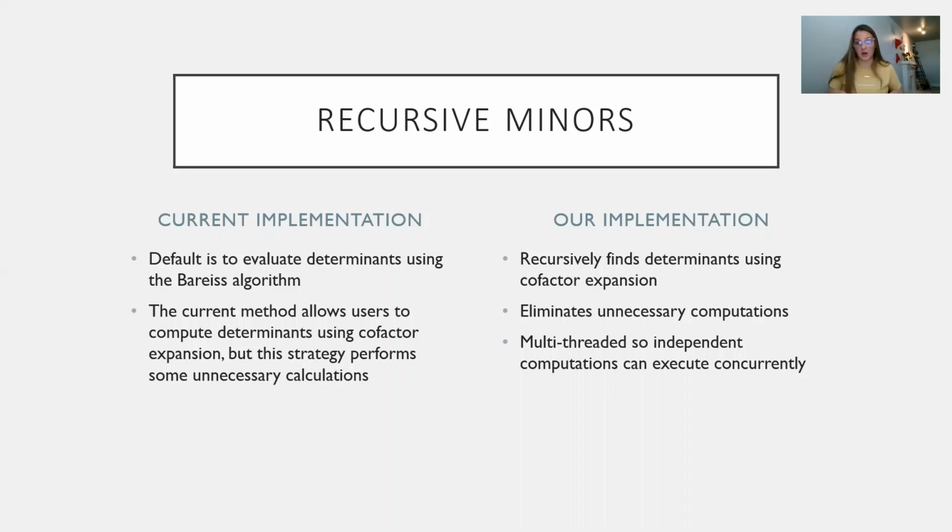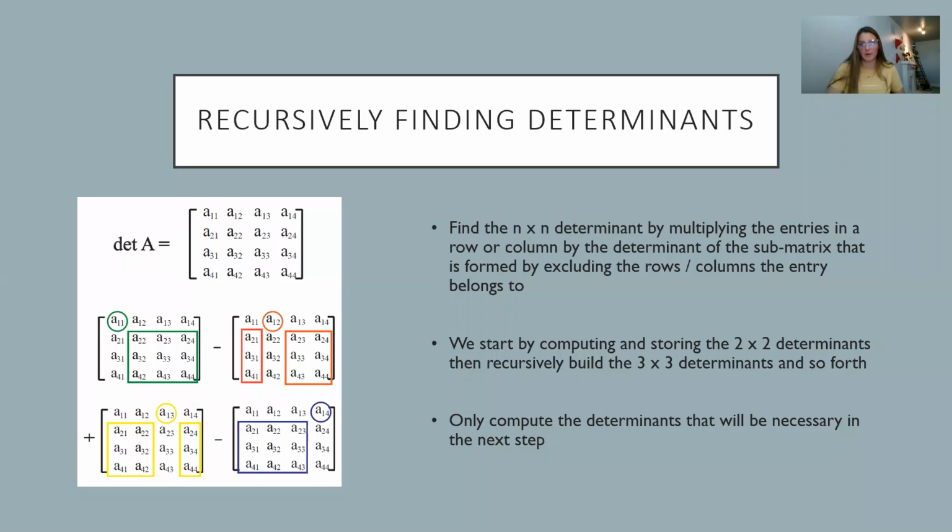So what we wanted to do is target a couple of key improvements that would hopefully lead to an improvement in the computation time. The first one being we wanted to recursively find determinants using cofactor expansion. And with that, we wanted to eliminate all of these unnecessary computations that we were seeing in Macaulay 2's existing method. And we also wanted to multi-thread all of this so that independent computations can be going on at the same time.